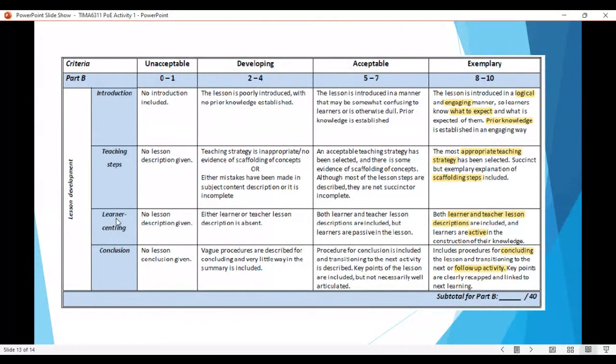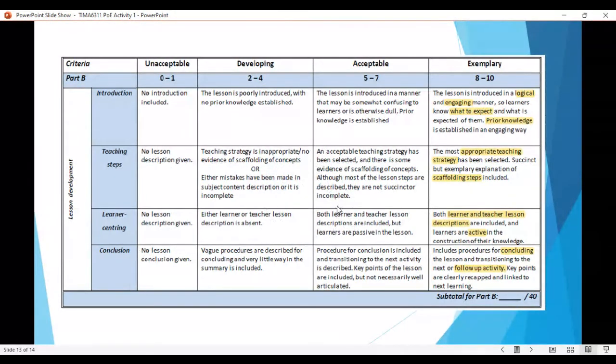The teaching steps and learner centering. This is the teaching and learning phase of your lesson plan where the most appropriate teaching strategy has been selected and you have shown us how the teacher as well as the learner are actively involved in the construction of their knowledge and the scaffolding of the lesson content.